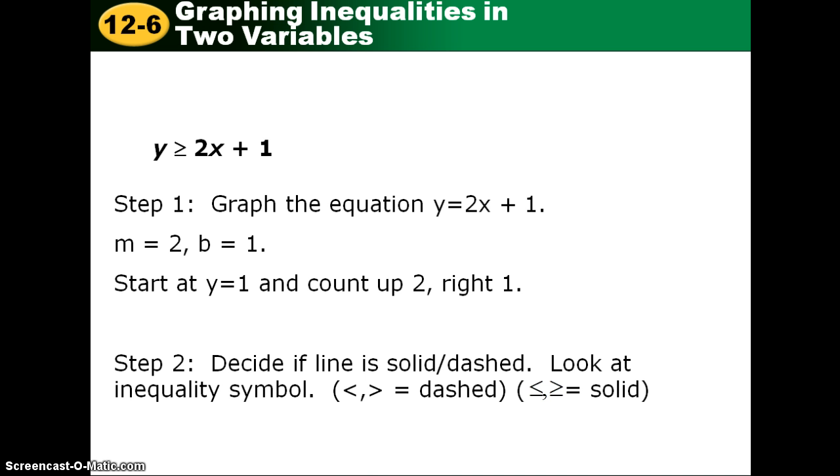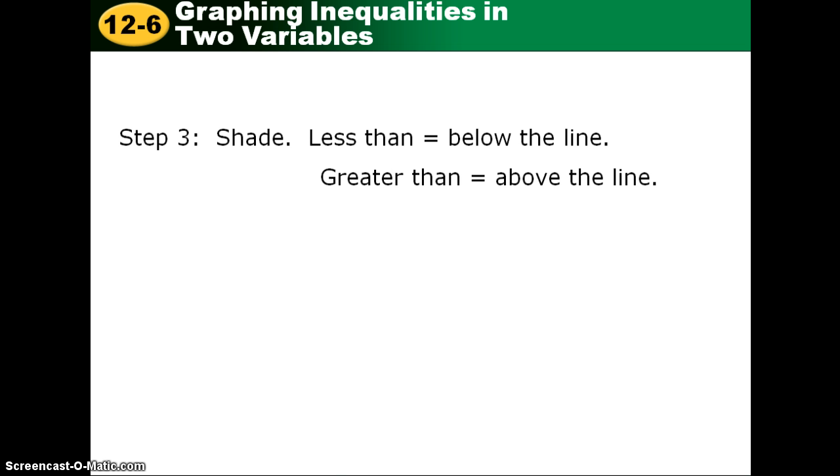y is greater than or equal to 2x plus 1. We start by graphing the equation y equals 2x plus 1. m equals 2, b equals 1. Start at y equals 1 and count up 2 and then right 1. Step 2, decide if the line is solid or dashed. Because it's a greater than or equal to, it will be a solid line. And step 3 is to shade. If it's less than, it's below the line. If it's greater than, it's above the line.